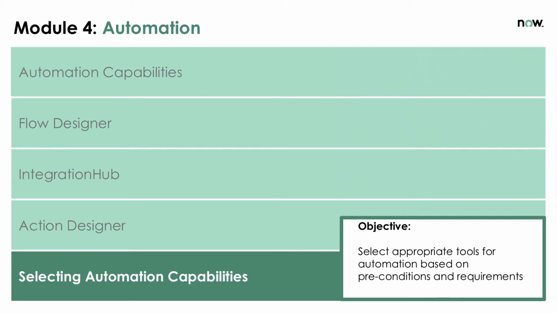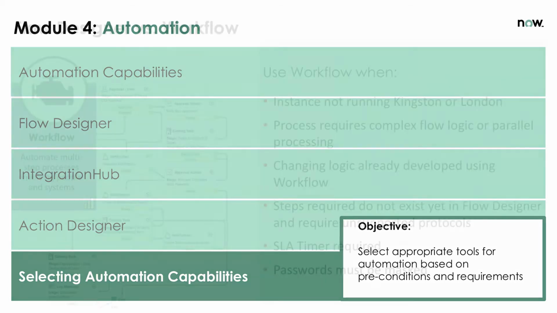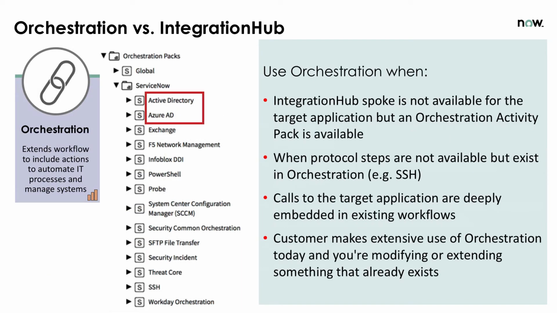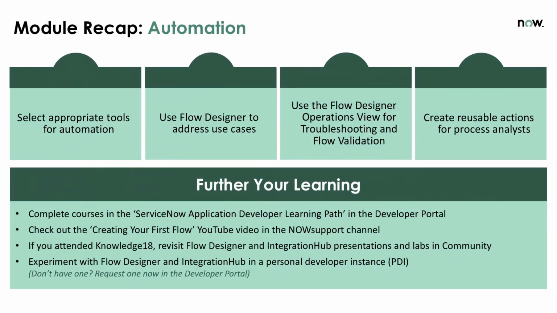Finally, we end with some heuristics on selecting automation capabilities based on kind of what the customer is running or what your environment is running and some of the preconditions there. So Flow Designer versus Workflow, we've got some guidance that we worked out with our product managers on when to kind of fall back to using Workflow. And then we've done the same type of thing for orchestration versus Integration Hub with some high level kind of guidance for when to fall back to use orchestration rather than tackling something in Integration Hub. And that pretty much ends the automation module here.